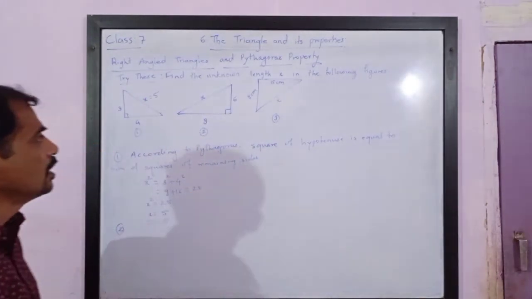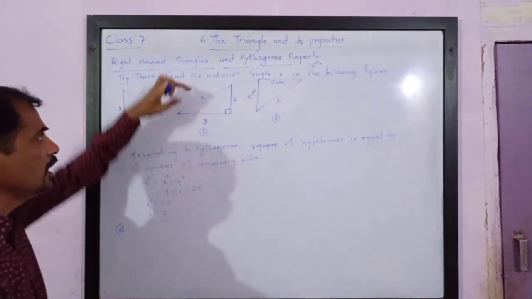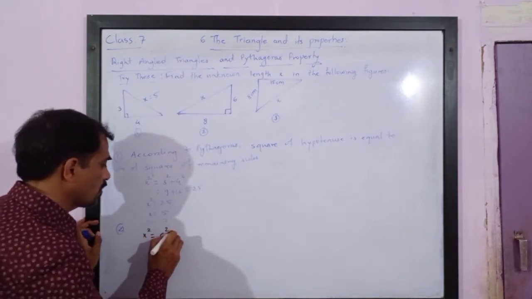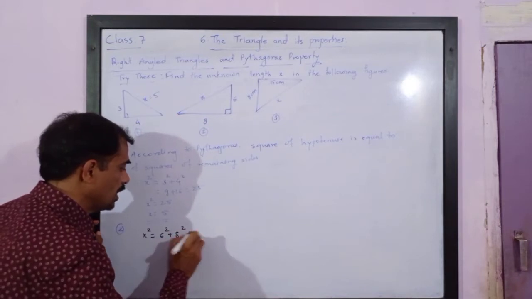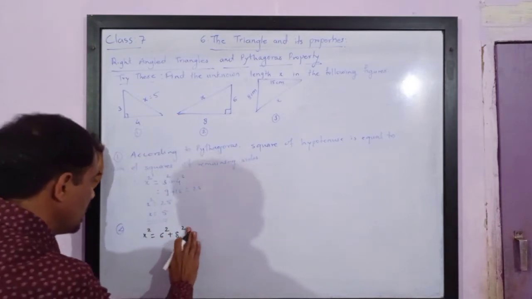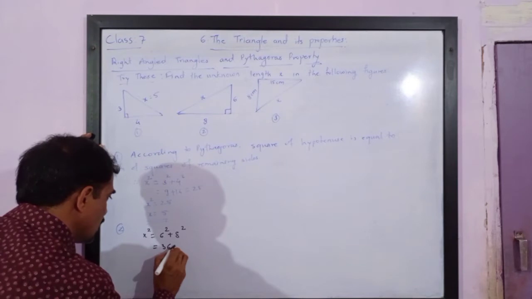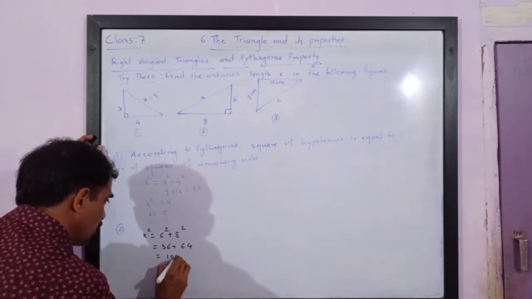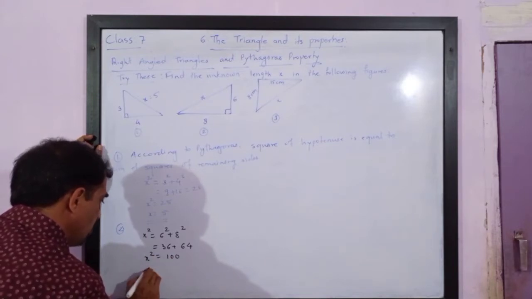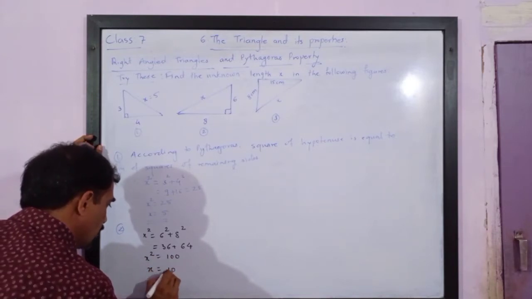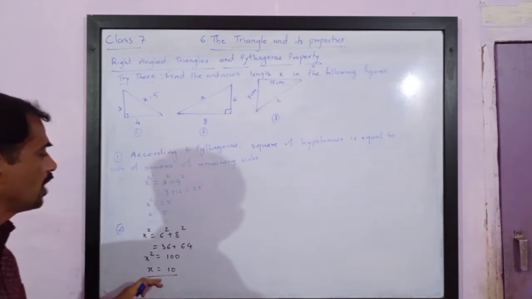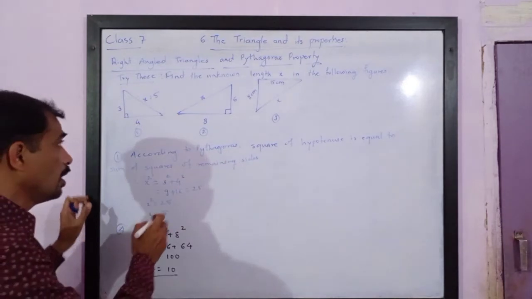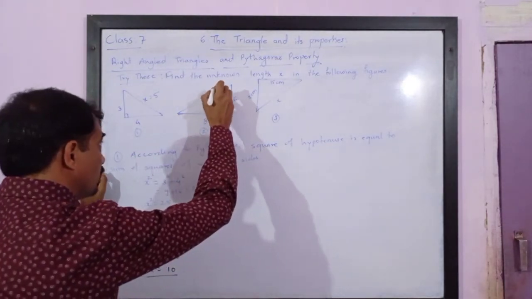Let us see the second triangle. We have x square is equal to 6 square plus 8 square. 6 square is 36 and 8 square is 64. If you add this, you will get 100. x square is equal to 100. Taking the square root, x is equal to positive 10 as well as negative 10, but length can never be negative, so x is equal to positive 10, and you can write it here, x is equal to 10.